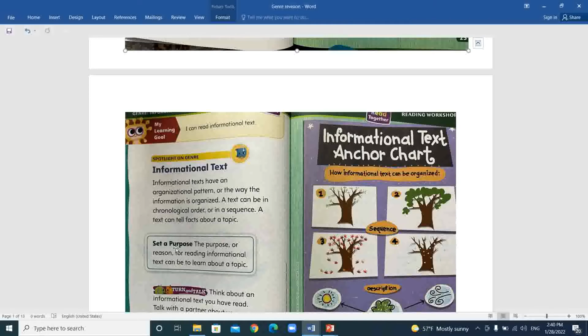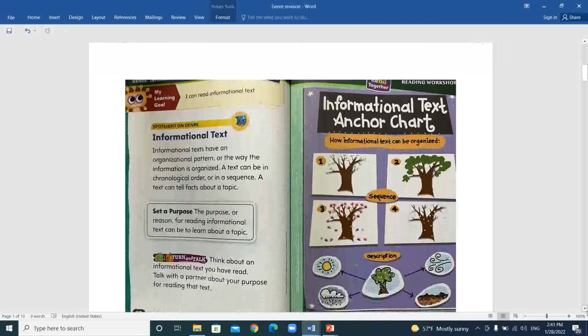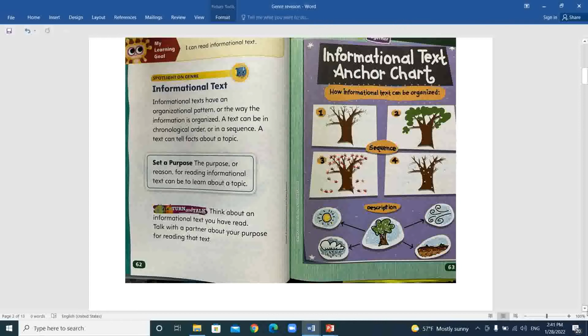So the author can use text features, okay, such as real photos. Can he use also the diagram? A diagram is a picture with labels, okay? We also took diagram in language arts. A diagram is a picture with the name of each part. And in our story here, we took a diagram of the life cycle of the sunflower. Okay, and the author sometimes would use something called description.